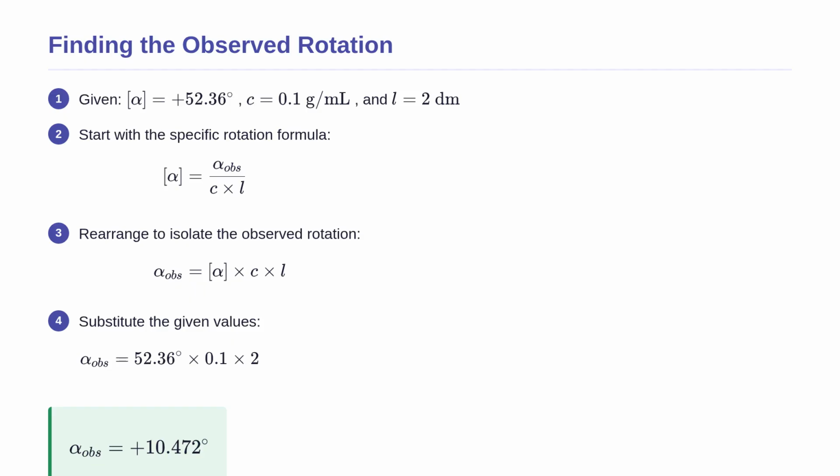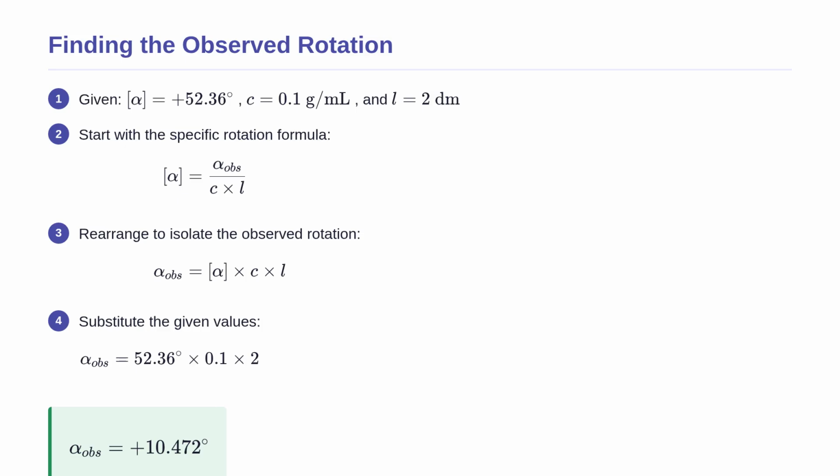Now that we have calculated the equilibrium specific rotation, let us use it in a laboratory scenario. A student has a glucose solution at equilibrium, so the specific rotation is positive 52.36 degrees. The concentration is 0.1 grams per milliliter, and the polarimeter tube is 2 decimeters long. We need to find the actual observed angle on the instrument.